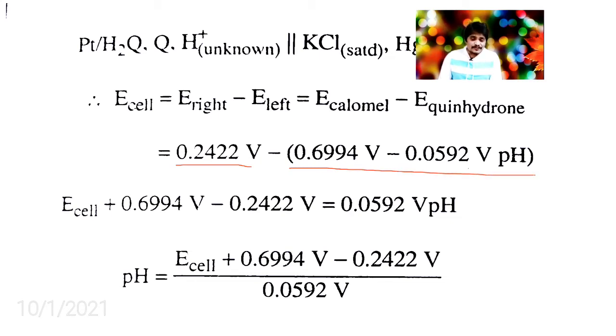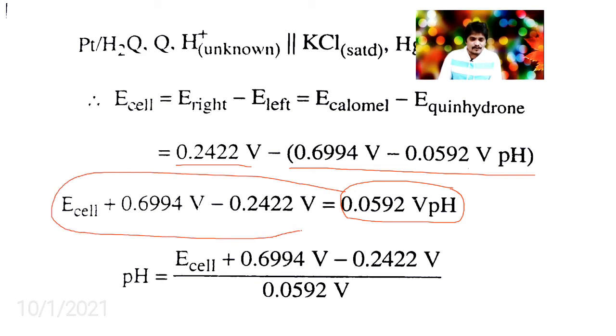Now what we need to do? We need the value of pH. Since we need the value of the pH, we have to keep the pH value involved terms on one side. What is the pH value involved term? 0.0592 volt pH. So this is the pH value involved term, and we have to bring all the other contents onto the other side, which is nothing but E cell plus 0.6994 volt minus 0.2422.